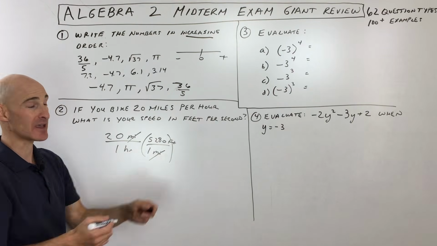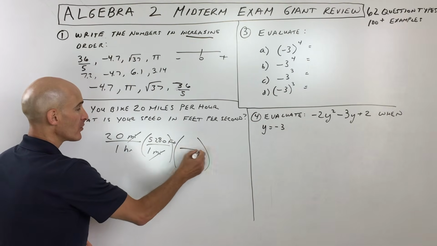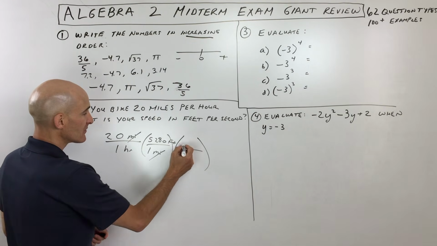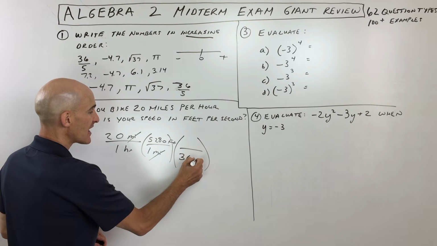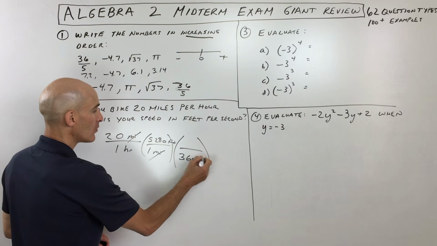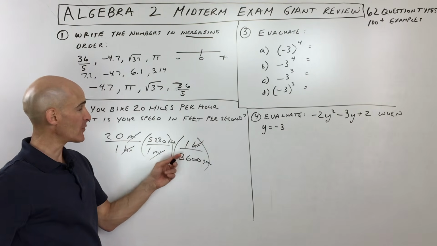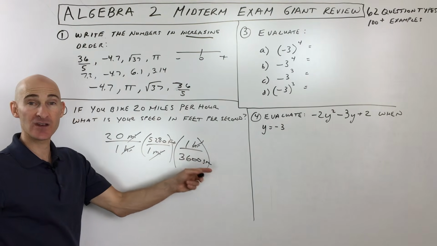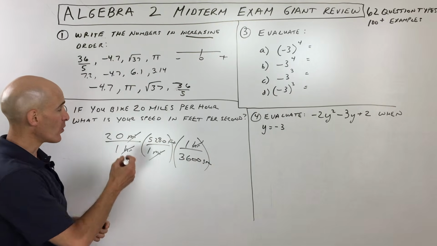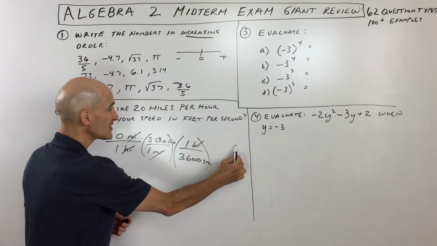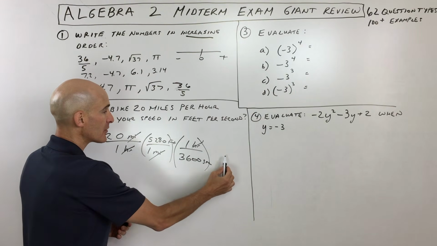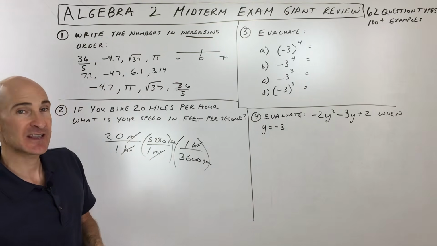This way the miles cancel, numerator and denominator, and we've got feet per hour, but we actually want feet per second. Now, we know that there's 3,600 seconds in 1 hour. So this way the hours cancel, again numerator and denominator, and what we have is feet per second, or feet divided by seconds, which is what we want. So what we're going to do now is multiply all the numerators together, all the denominators together, and divide. And that's how we're going to get our answer.